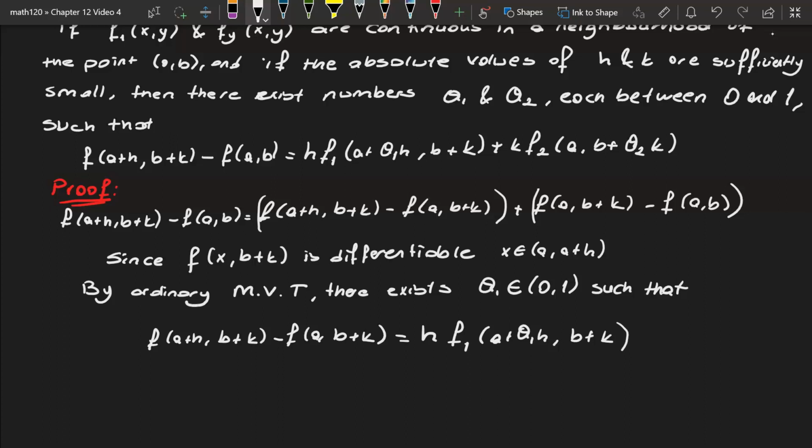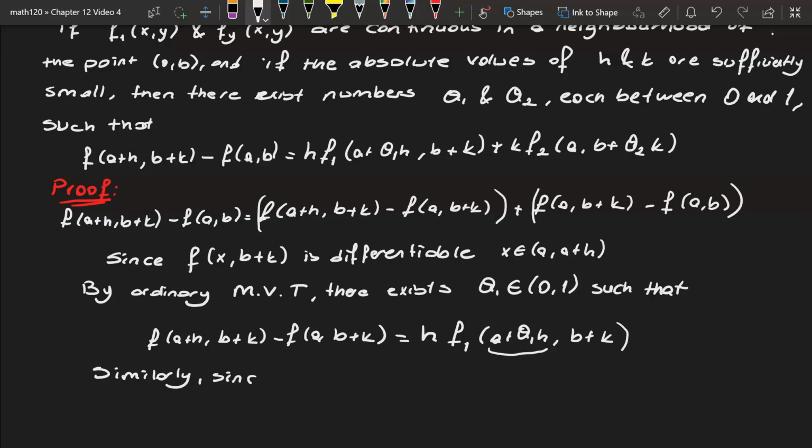The ordinary mean value theorem tells us that if you have a function which is differentiable on an interval from c to d, then there exists a value between c and d such that f of c minus f of d is equal to c minus d times the value of the derivative at a point between c and d. Here we are applying exactly this. A plus delta 1 h is a value between a and a plus h, since delta 1 is between 0 and 1. As I said at the beginning, we apply the ordinary mean value theorem twice.